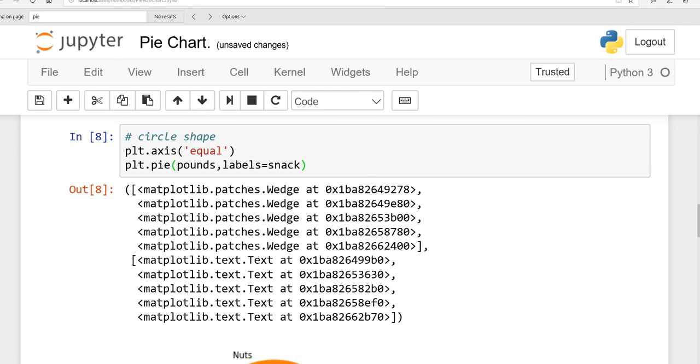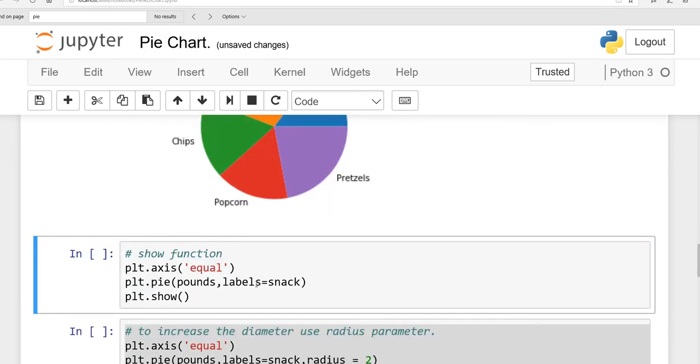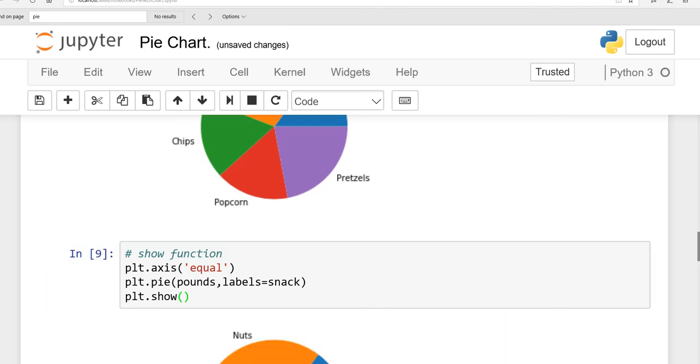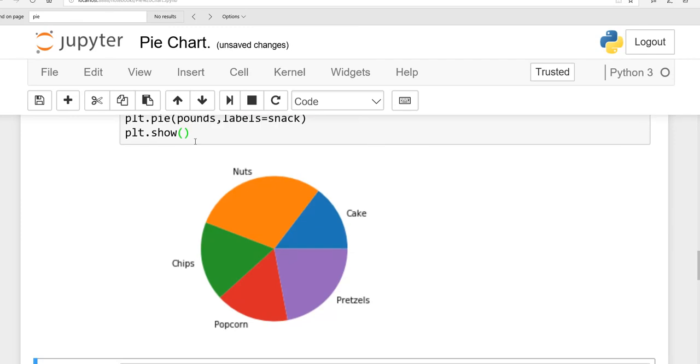If you do not want these lines, simply add the plt.show function. These two lines are the same, plt.show function. When I run this, you can have only your pie chart without the lines, right?